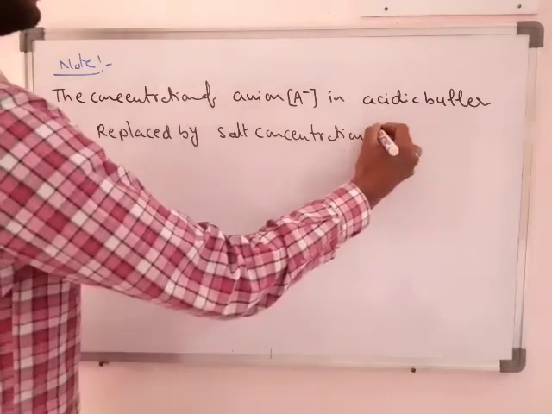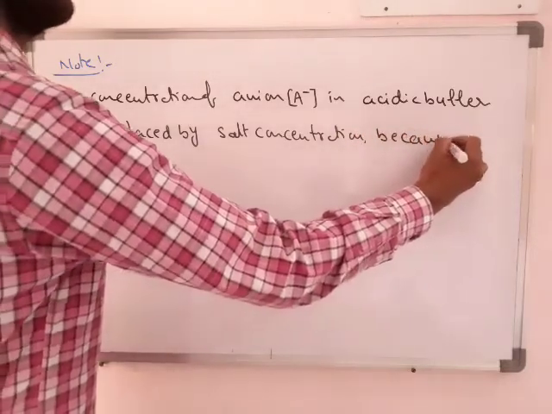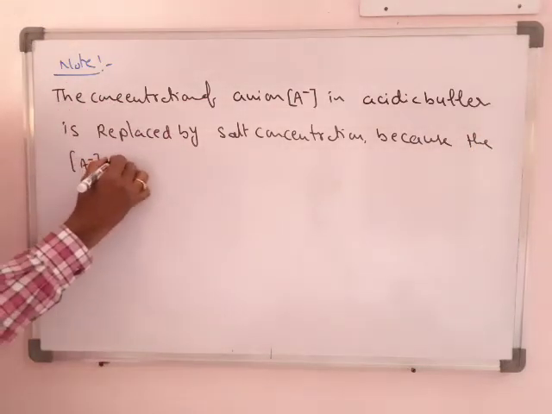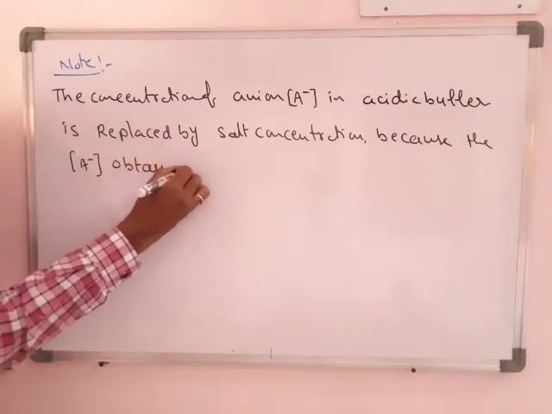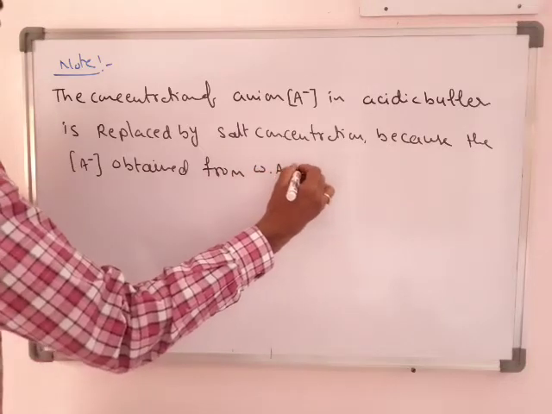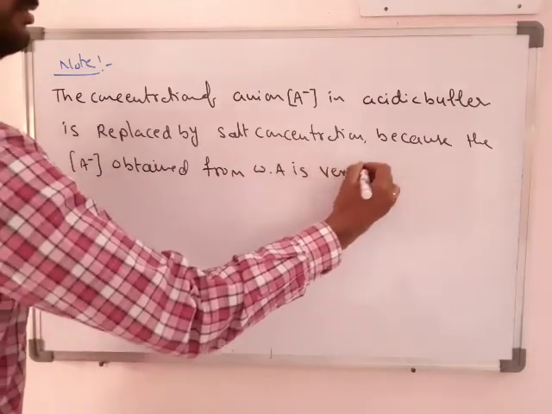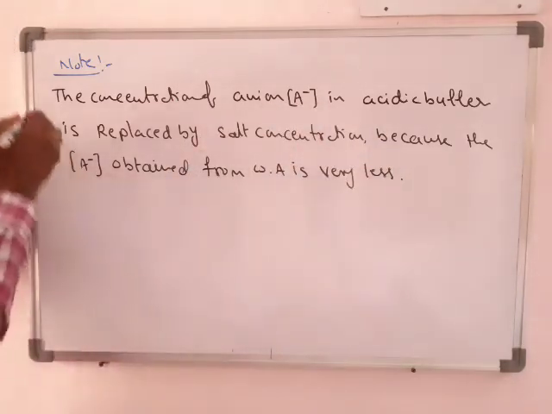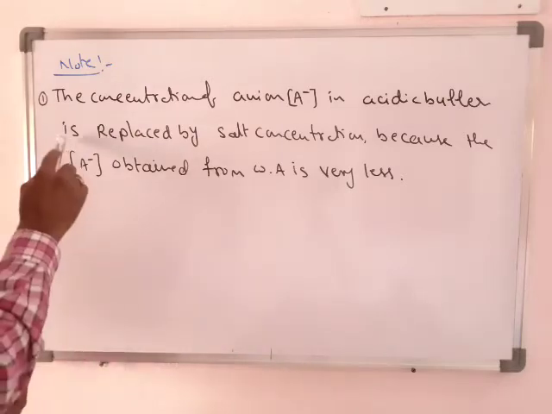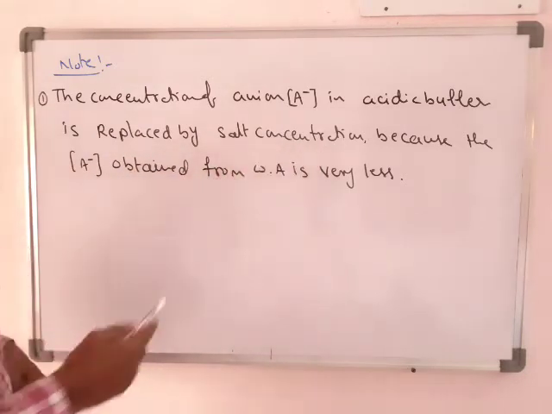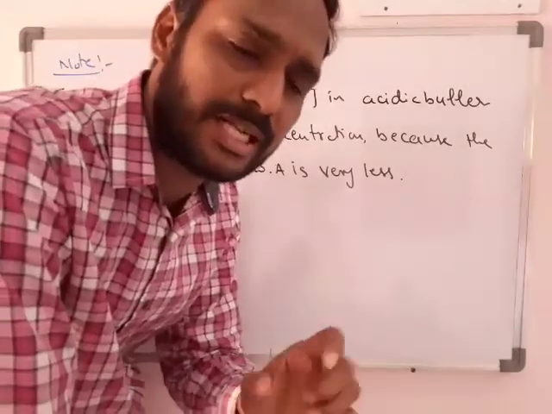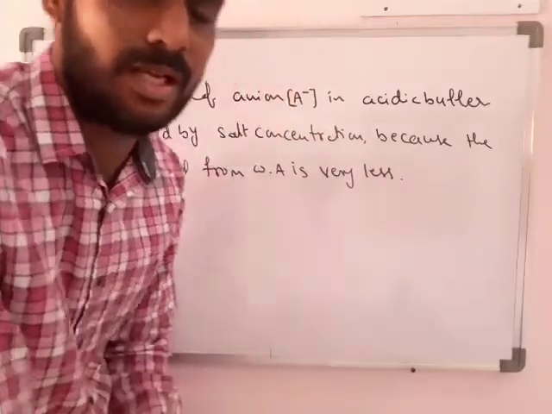So why is it? Because the concentration of anion obtained from weak acid is very less. Okay, so the concentration of anion A minus in the acidic buffer derivation was replaced by salt concentration because the A minus obtained from weak acid is very less. That A minus is present in considerable concentration in the salt only.